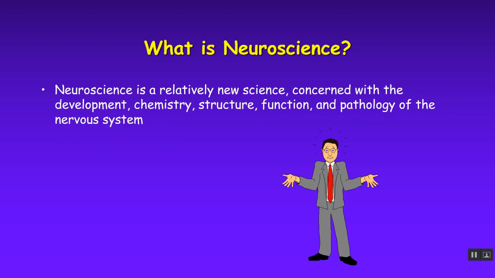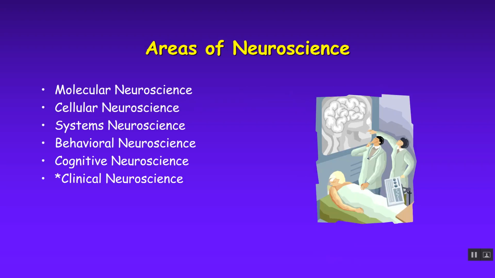All right, neuroscience, what is it? A relatively new science concerned with the development, chemistry, structure, function, and pathology of the nervous system. Really, all the new imaging studies that we have, new ways to look at EEGs, the ability to do PET scans and functional MRI, has really opened up this field of neuroscience, of understanding how the nervous system works and communicates and functions.